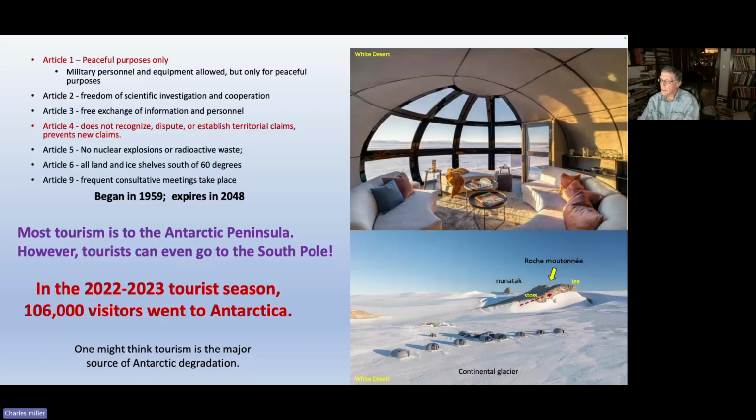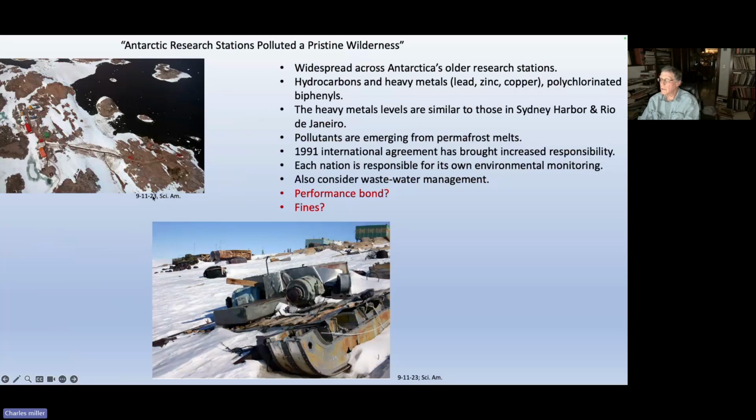And it turns out, if you go to a Scientific American article in 2023, it discussed that very issue. Antarctic research stations polluted a pristine wilderness. Imagine in the first decade of their existence, these research stations were permitted to pump or pipe untreated human waste out in the Antarctic Ocean. And that went on for a decade.